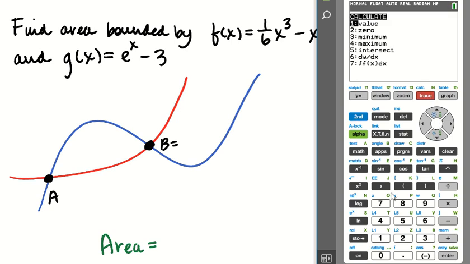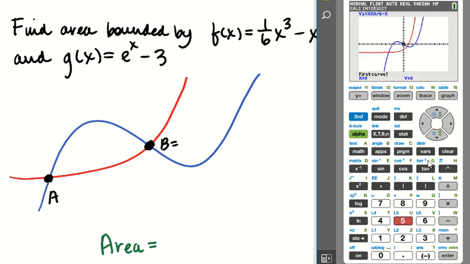Calculate the intersection. That's 5. First curve, second curve, give it a guess. Looks like that's giving us our higher bound that I'm going to call B. That's 0.820473.